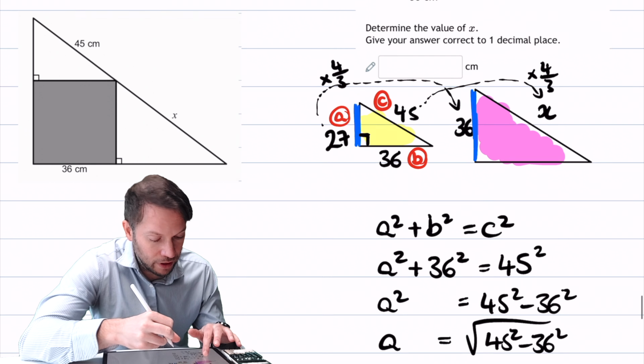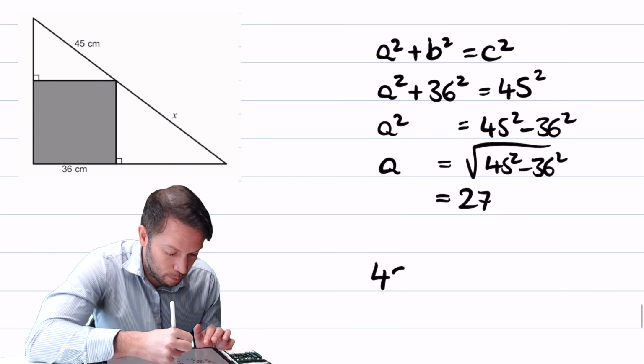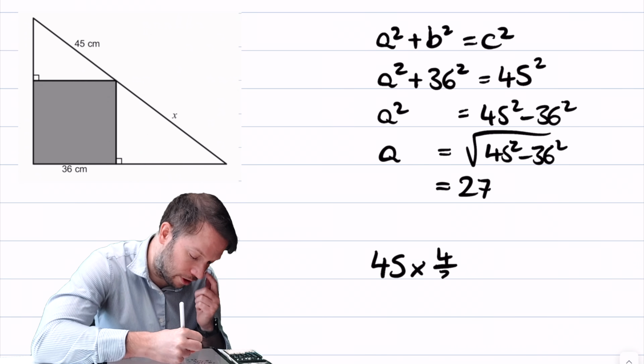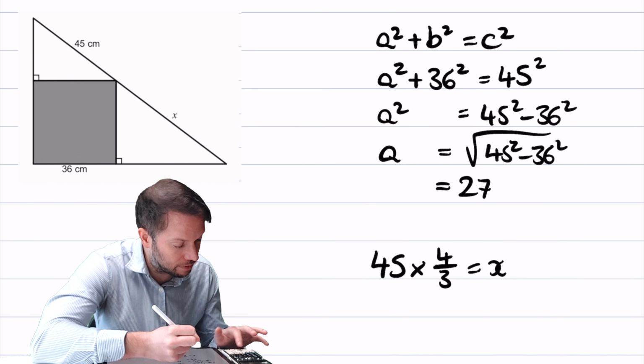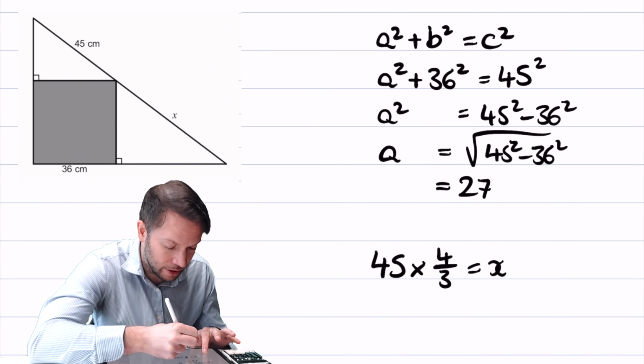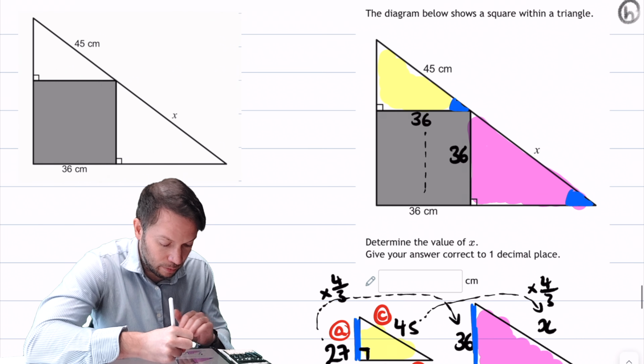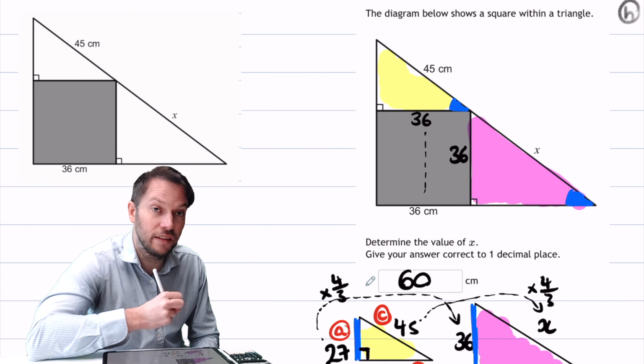So we know, therefore, that if we take 45 and multiply it by that scale factor of 4/3, that's going to give you x. So we do that, 45 times 4/3, that means that x is equal to 60. And that's the final answer. We've worked out that x is 60 centimetres.